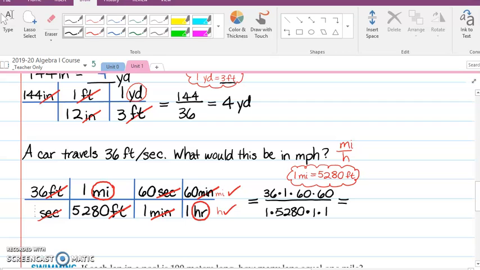And this is a great time to use a calculator because nobody wants to do this complicated level of math in your head. That's beyond the reach of mental math. When I do this on the calculator, I end up getting approximately 24.5 miles per hour.